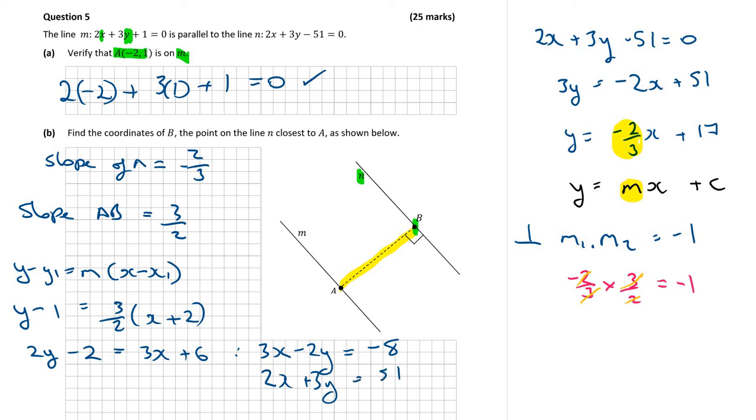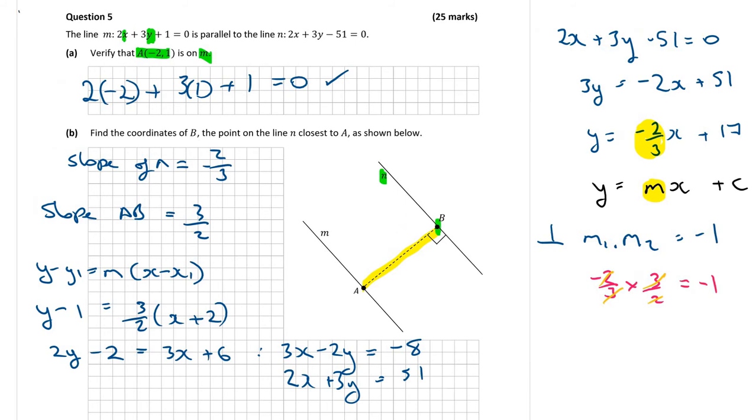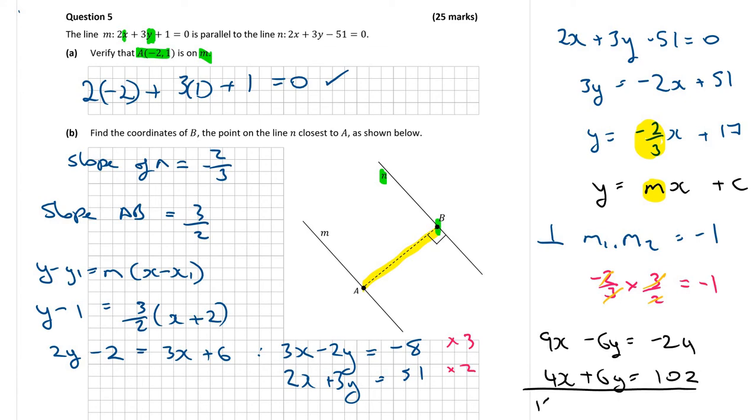Okay, so slightly awkward one here. We can multiply the first by 3 and the second by 2. And I'll just continue it here. You've got 3 times 3x, which is 9x, minus 6y equals minus 24. And I multiply the second line there by 2. I'm left with 4x plus 6y equals 102. If I add them together, I have 13x is equal to 78. So x equals 6.